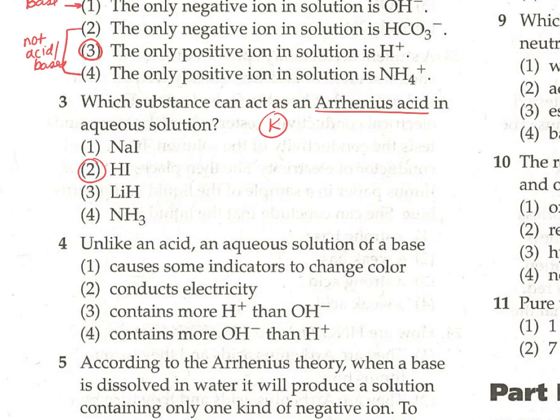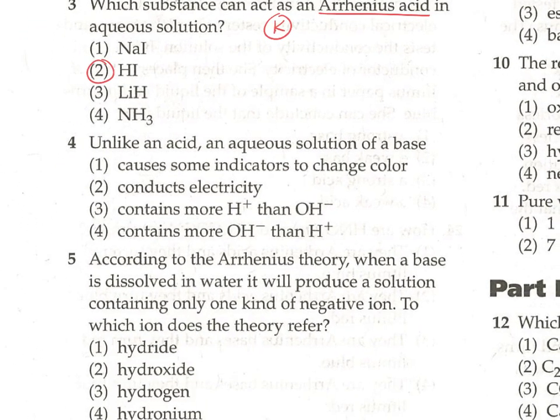This question: an aqueous solution of a base causes some indicators to change color, conducts electricity, contains more hydrogen than hydroxide, or more hydroxide than hydrogen. So we want to differentiate between an acid and a base with this question. Choice 1 is out because acids and bases can both cause indicators to change color. Choice 2 is out because they both can conduct electricity. They're both electrolytes. So this applies to both acids and bases. Now, we want the answer that we choose to apply to a base. So this refers back to earlier questions. Bases will have more hydroxides. Choice 3, more hydrogens, would be an acid.